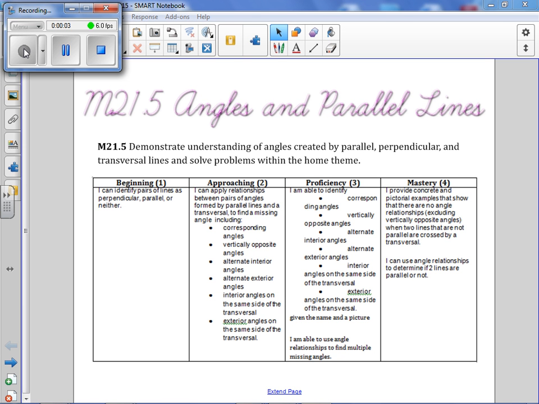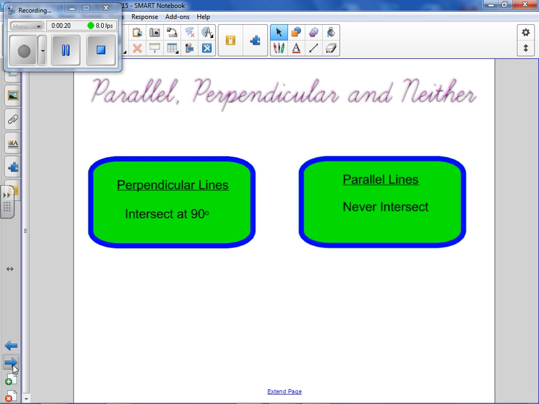Welcome to our first video for Math 21, Outcome 5 on angles and parallel lines. So this is the rubric. If you read through it, it will tell you what you need to do to be at a level 1, 2, 3, and 4. So let's start with our first lesson, talking about whether lines are parallel, perpendicular, or neither.